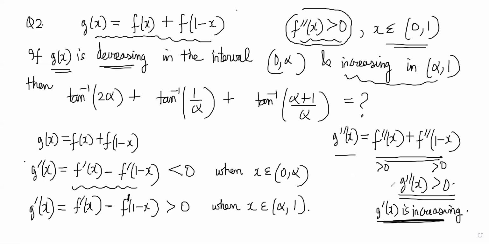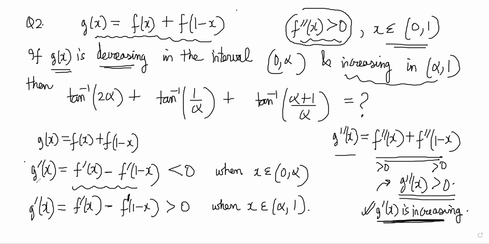If the double derivative is greater than 0, that means the single derivative is an increasing function, not g of x. Because if you take g dash x as your base function, its first derivative is positive. So from here we can say g dash x is increasing.